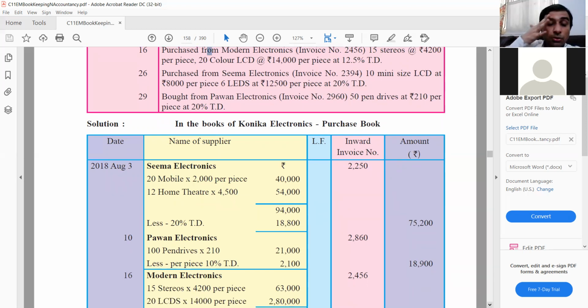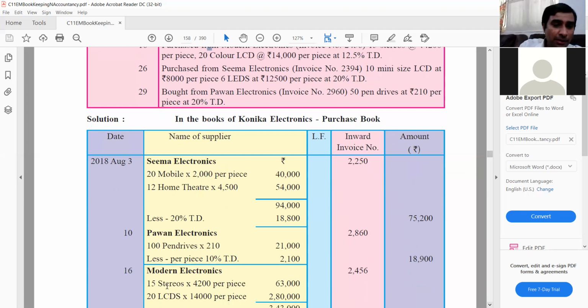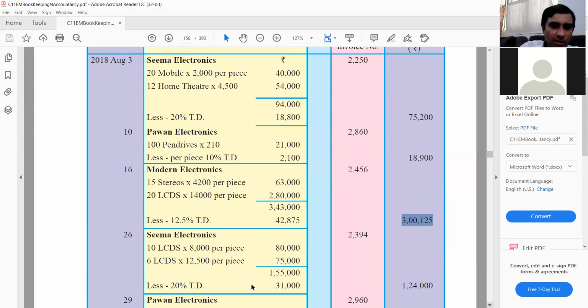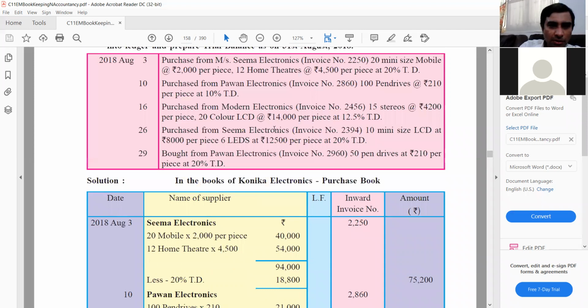Calculators are not allowed, so bad luck, right? So you do that math. 15 into 4,200 is 63,000, 20 into 14,000 is 280,000, add up to 343,000. Now 12.5% trade discount. You have to do the math in your margin and rough paper, and that is 3 lakh 125 rupees. Same way, the 26th and 29th entries. I'm not going to solve them verbatim. Purchase from C Electronics, this looks ditto the same. Bought from Pawan Electronics, invoice number so and so.